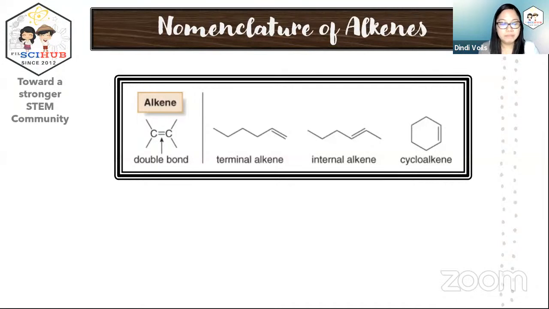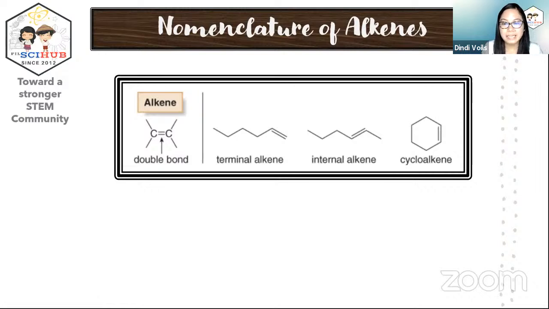So alkene, as we know, has a double bond functional group on the structure. And the double bond could be on one end of the alkene chain, so that's called a terminal alkene. And the double bond could be inside the chain, so it's called an internal alkene.